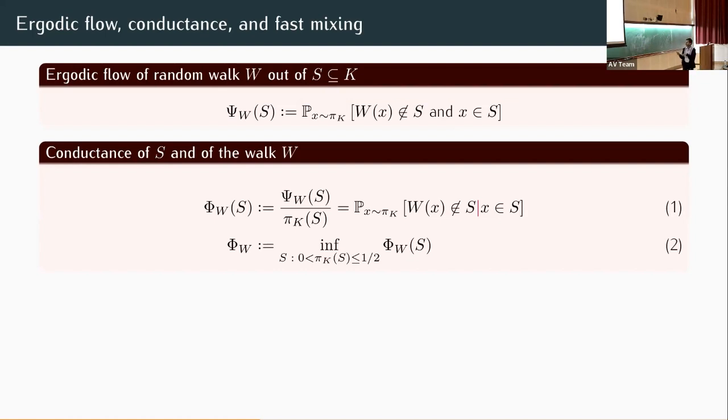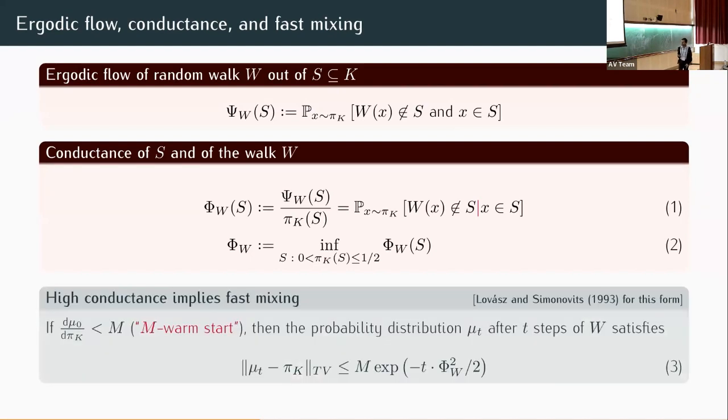And for reasons that you can see, you have to limit to sets of size up to half, because the ergodic flow of a set and its complement will be the same. So you don't want to worry about it. So that's the conductance of a walk. And why is conductance good? High conductance implies fast mixing. This is a classical result in various contexts.